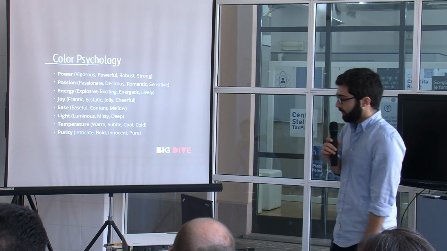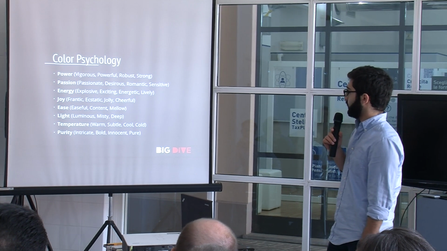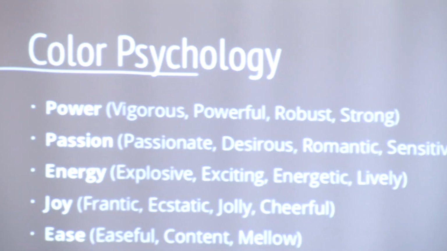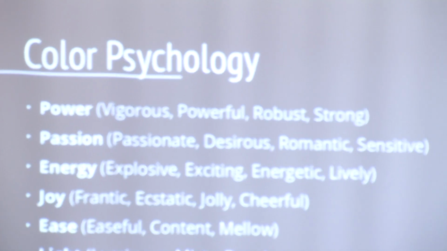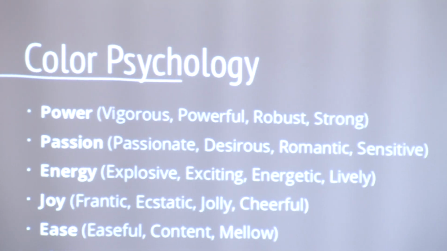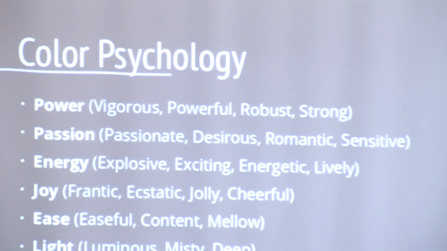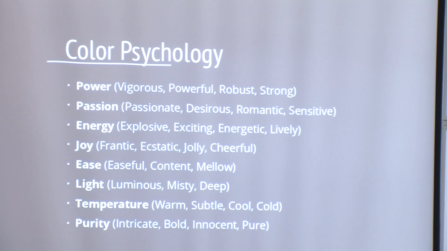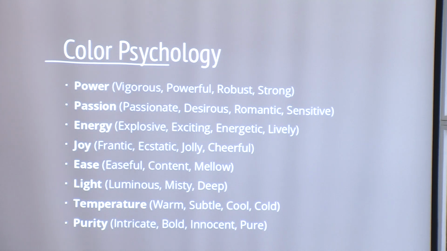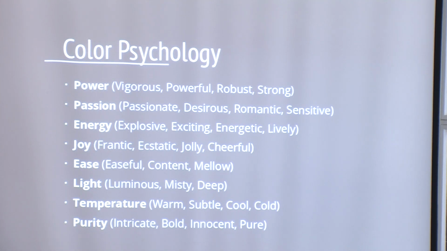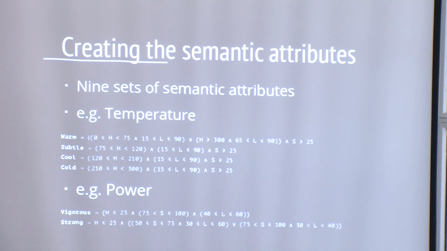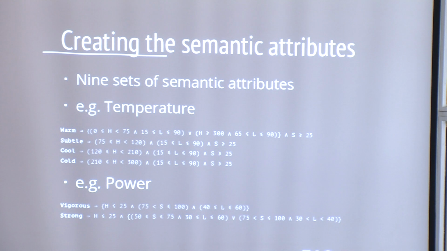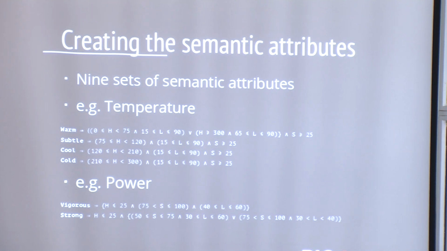This is the color psychology that we used: the terms of color psychology are power, with different levels of power, passion, energy, joy, ease, light, temperature, and purity, and for each one different levels. And this is how we converted the color to words.